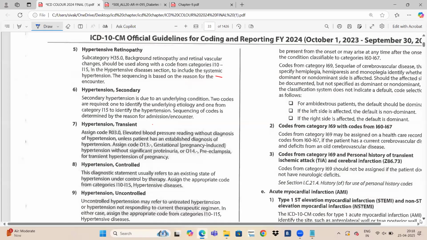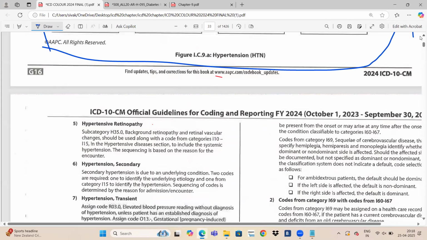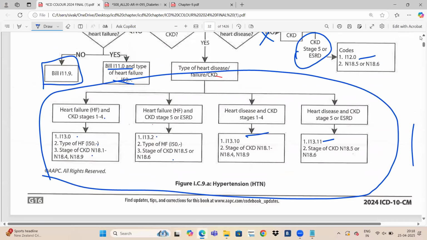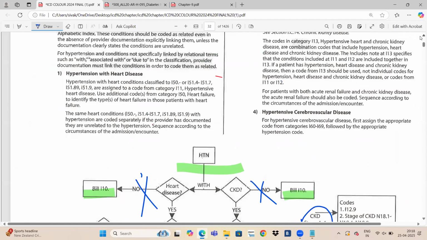So from where did I disconnect? Sir, hypertension with cerebrovascular disease, I covered now. Okay, no issue. So remember, if the patient has hypertension and cerebrovascular disease, hypertensive cerebrovascular disease, then first you need to code cerebrovascular disease, then hypertension.